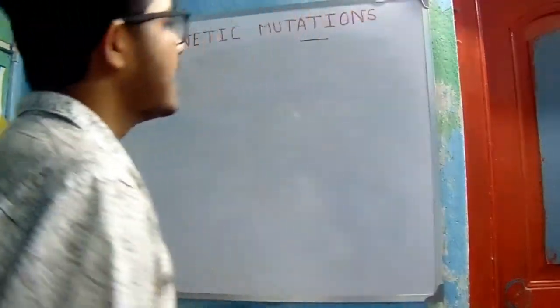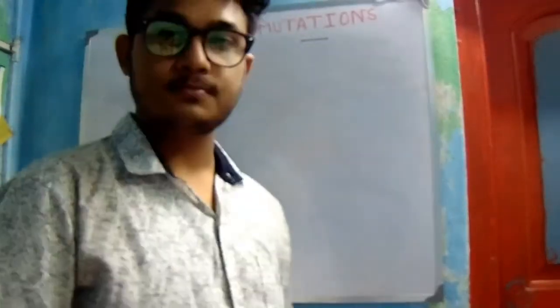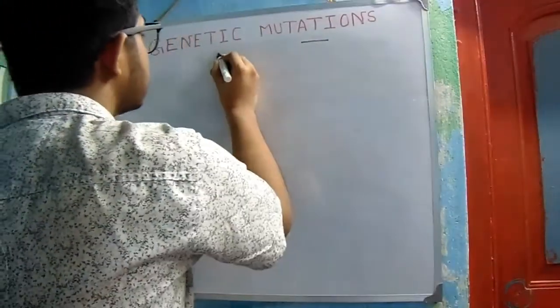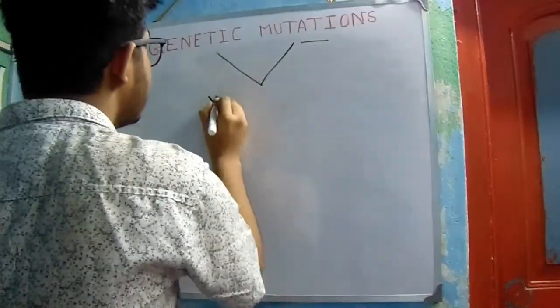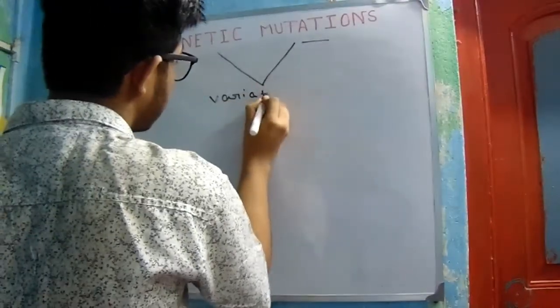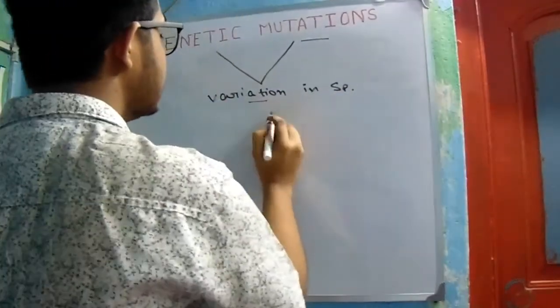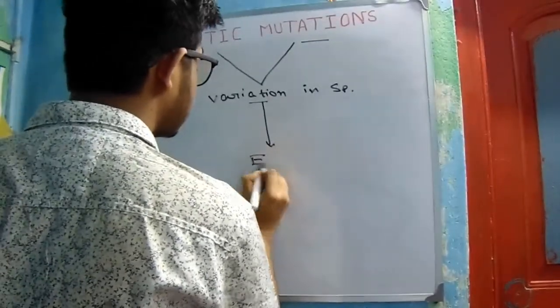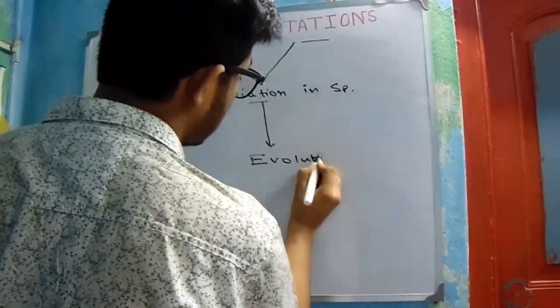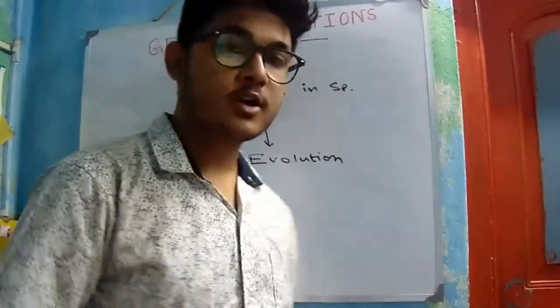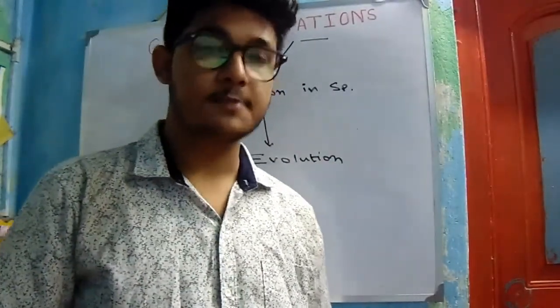Mutations like induced mutations are used in crop production, in incompatibility issues, and in RDT. But most mutations are bad for nature. Genetic mutations are responsible for variation in species, which itself triggers evolution. We all know about the importance of evolution in natural selection, right?